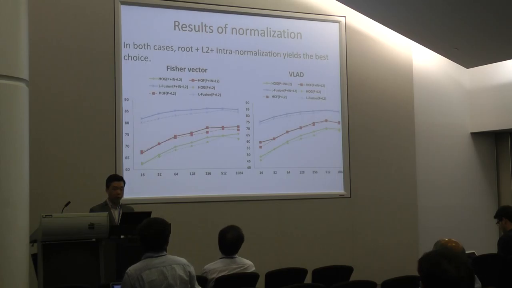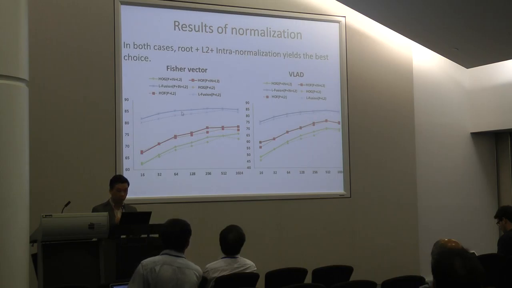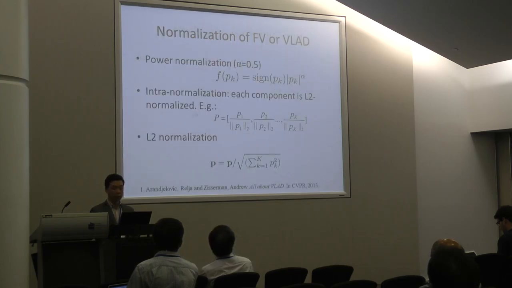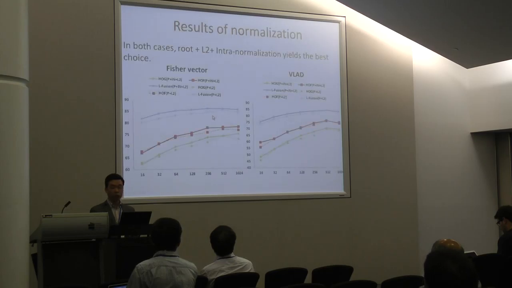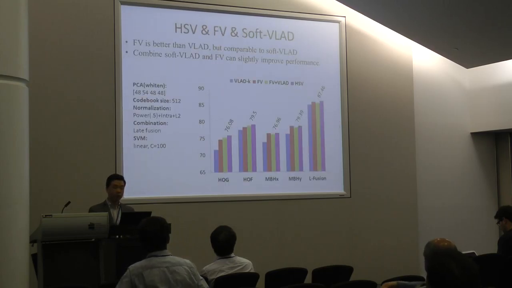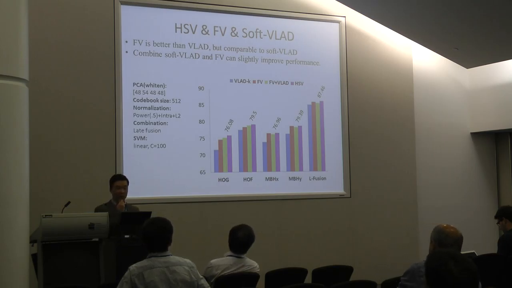So here you can see the results. We find that for both the Fisher Vector and VLAD, the root or power normalization plus L2 plus internal normalization gets better performance. The second best is power and L2, which is widely used by many teams at this time. But if you use the internal normalization with this equation, both can be improved. Finally, we combine the Fisher Vector and soft VLAD, and this also leads to some improvement, though not so much.